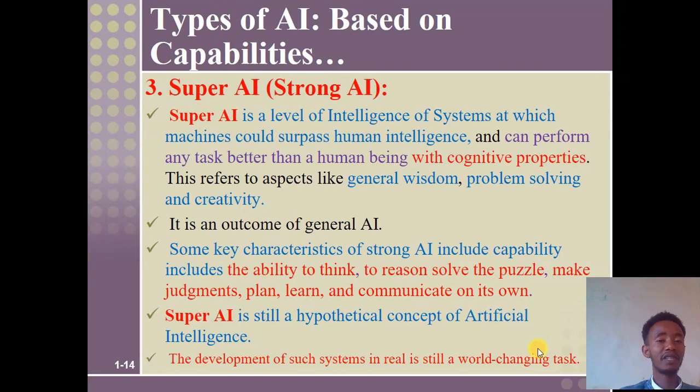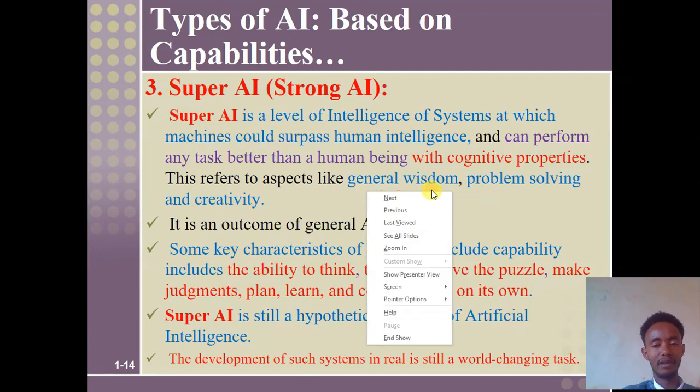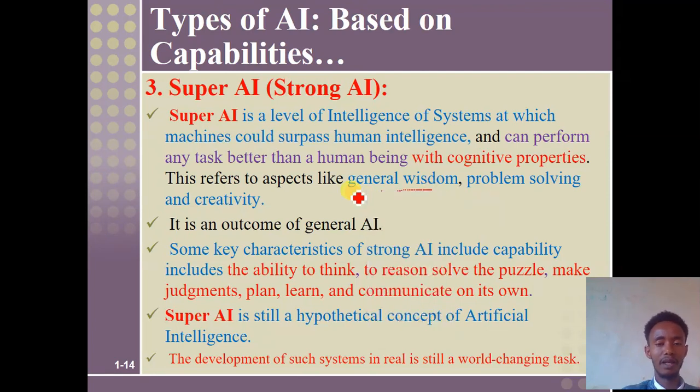Another one is super artificial intelligence. This is a level of intelligence of a system at which a machine could surpass human intelligence and perform any task better than human beings with cognitive properties. This refers to tasks like general wisdom, problem solving, and creativity.